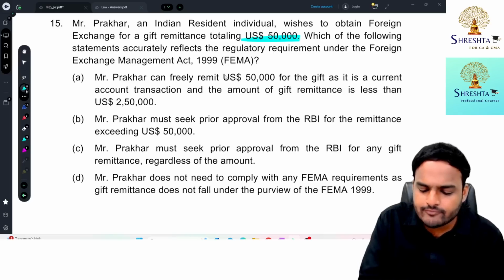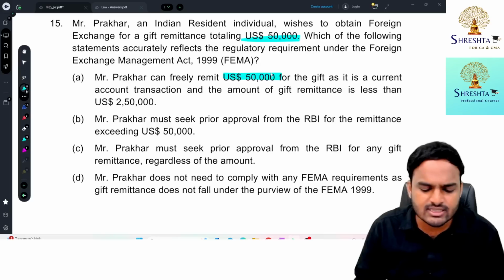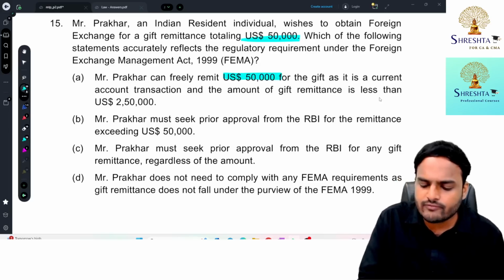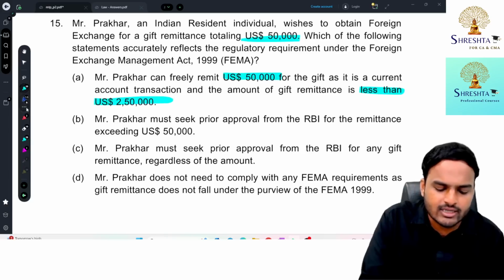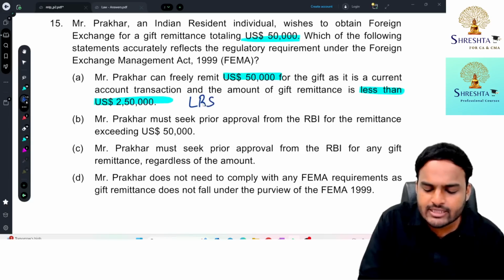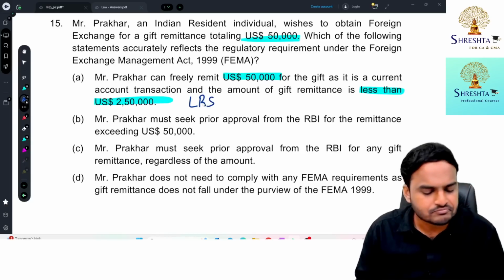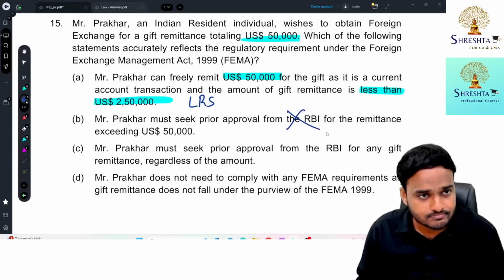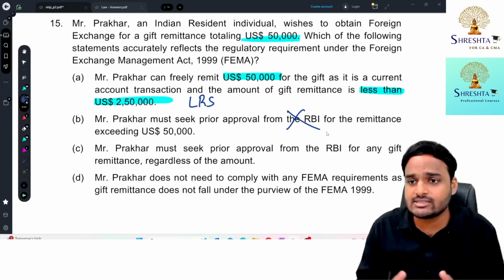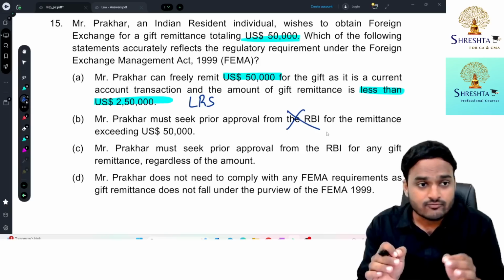Prakar can freely remit 50,000 USD for the gift as it is a current account transaction and the amount of gift remittance is less than 2.5 lakh USD. So under LRS, Liberalized Remittance Scheme, this option is correct. Option B: Mr. Prakar must seek prior approval from RBI. No. Gift remittance is a current account transaction. The reason I'll tell you.